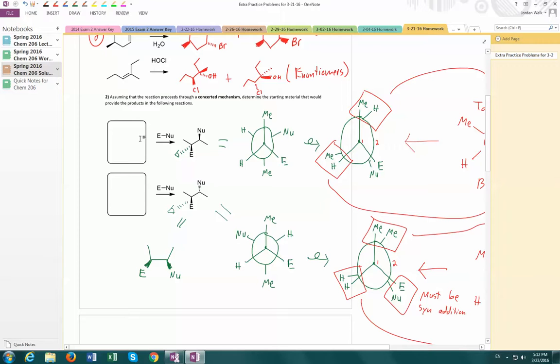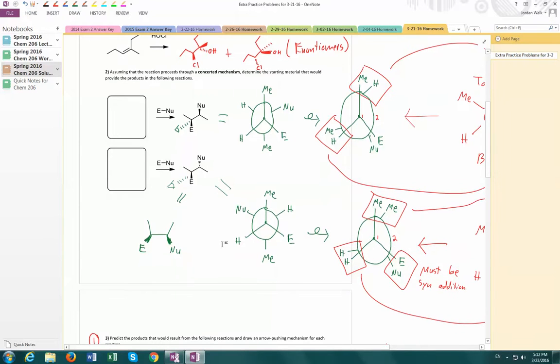All right, so this one right here? Yeah, so basically this is very similar to what we did in class. And so when we look at this, we have a generic product where we've added an electrophile and a nucleophile. So I say in the instructions that we're going to go through a concerted mechanism, which means that we're going to have to undergo what kind of addition, a syn or an anti? It's definitely a syn addition whenever we're going to have a concerted mechanism.